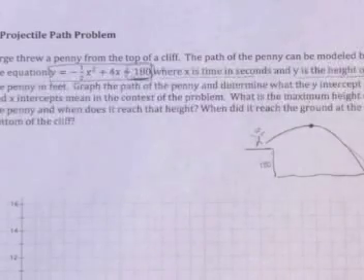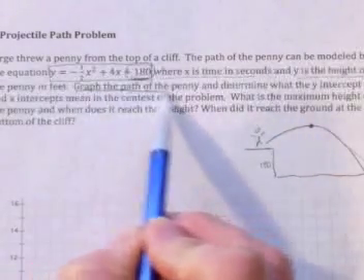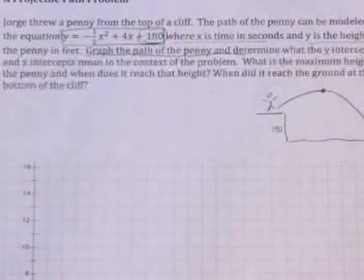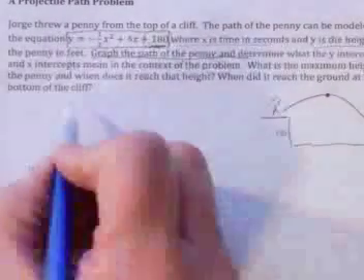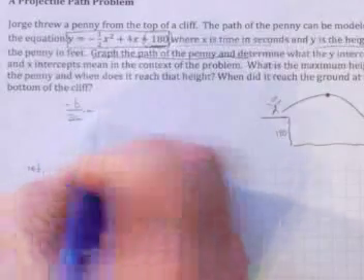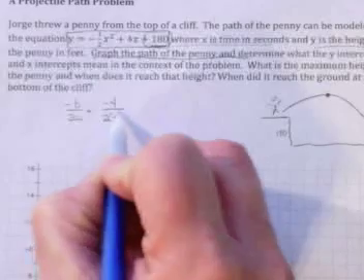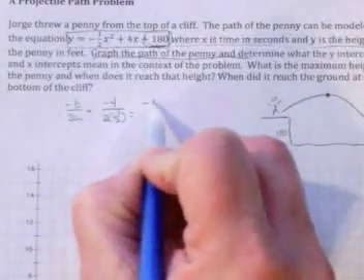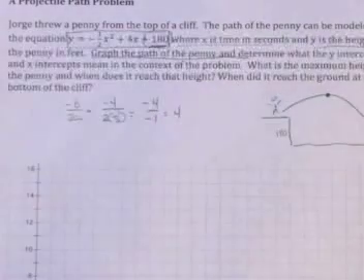So let's rewind a little bit. Let's take a look at what it's asking us to do. It says graph the path of the penny. So in order to do that, we're going to use our standard graphing techniques. I'm going to find the vertex using -b over 2a. So that's -4 over 2 times -1/2. And that gives me -4 over -1, or 4.